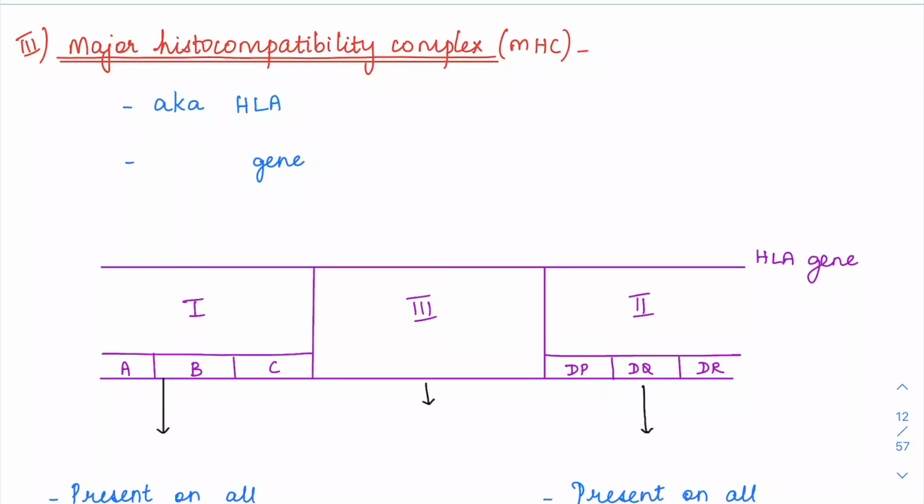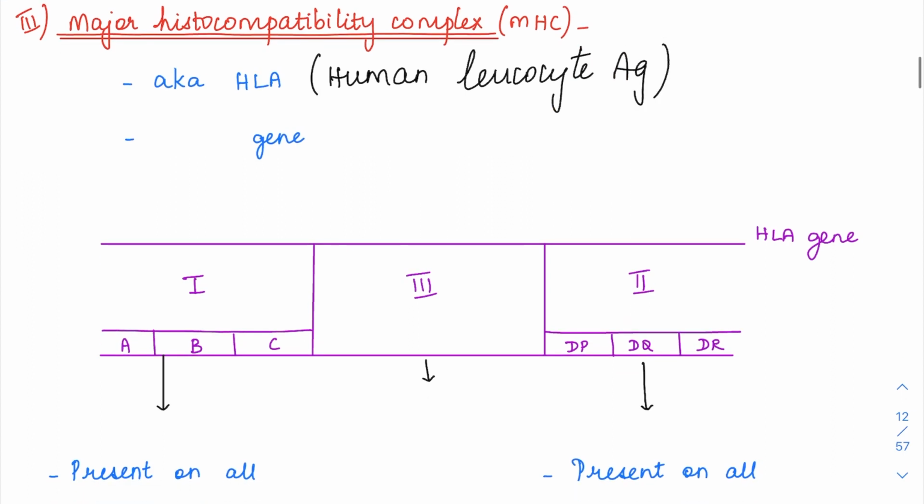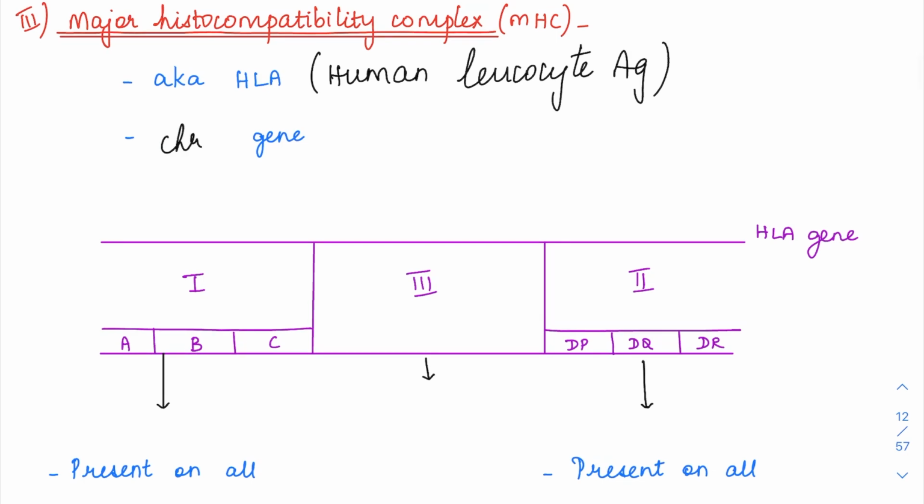So let's see about the major histocompatibility complex. So far we have been repeatedly hearing this name MHC, right? So what is this MHC? It is also called the human leukocyte antigen, HLA. The gene for this MHC, or the HLA gene, is present on chromosome 6p. Chromosome 6p is the region wherein we have this HLA gene.